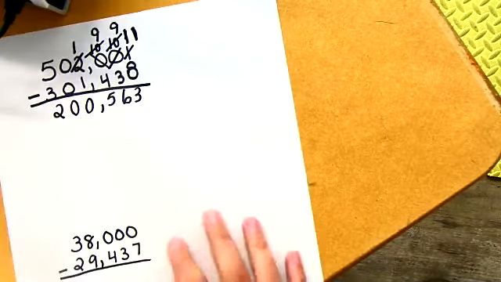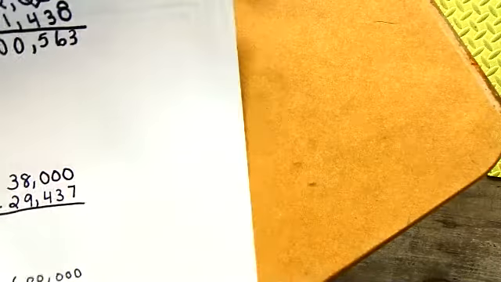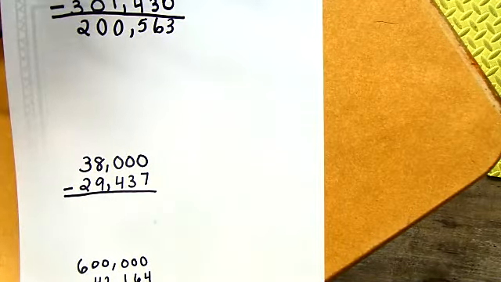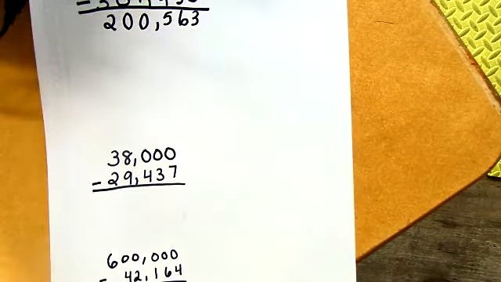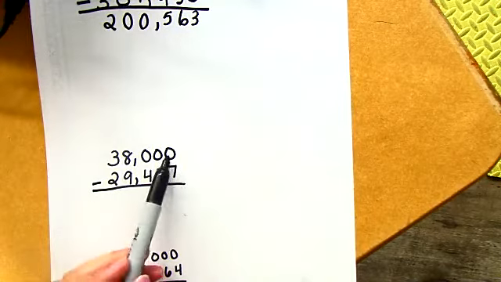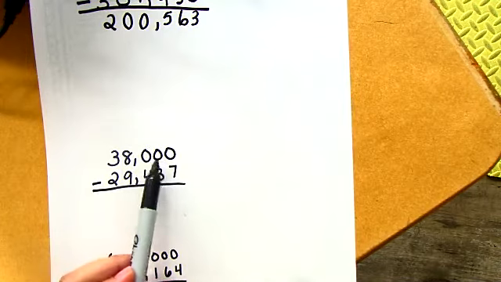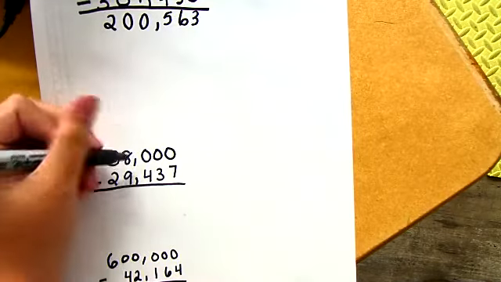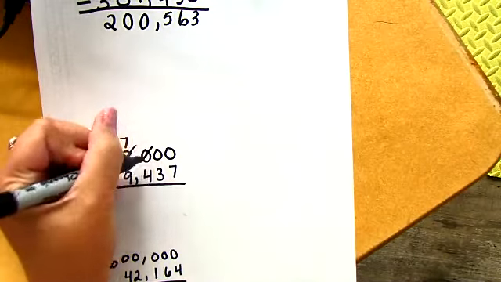All right. So now I'm going to take it a step farther, make it a little harder. And in this second problem, there's a few more zeros. So we have 38,000. We're going to subtract 29,437. So starting in the ones, always in the ones, I can't do 0 minus 7. I can't regroup from this 0. I also can't regroup from this 0. So I'm going to go to the 8 and regroup from the 8, make it 1 less than what it was, so it's 7.